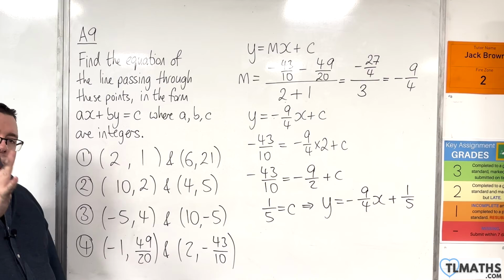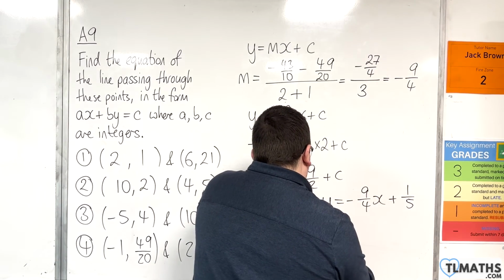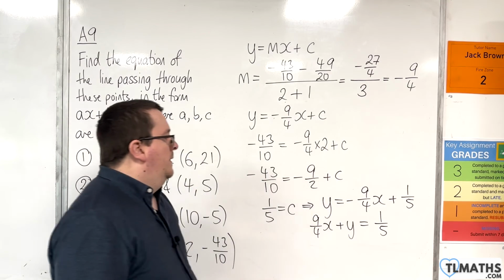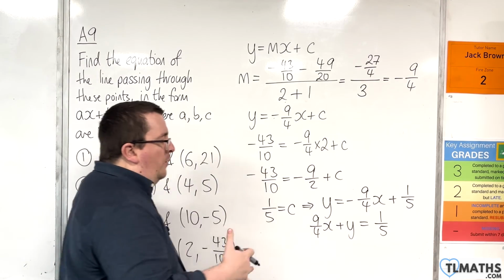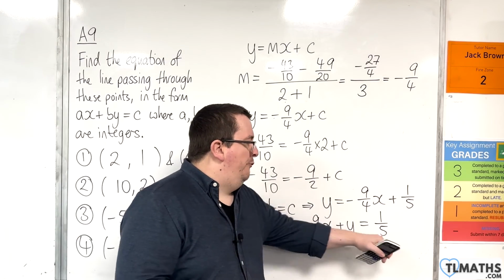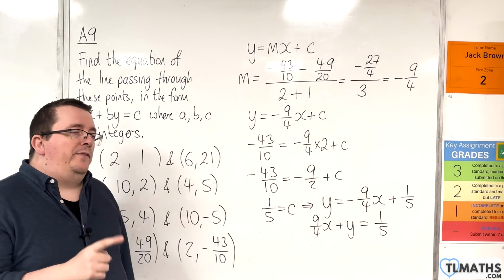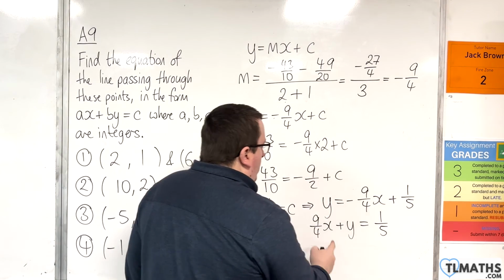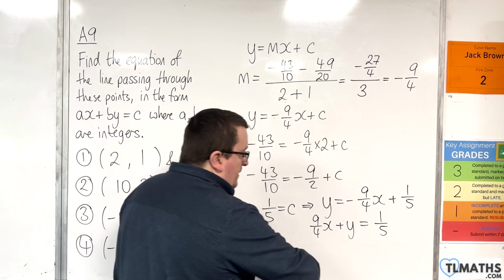So that's the equation of the line, but it's not in the format that I want. So add 9/4 x to both sides to rearrange it, but I still don't have this in the correct form because 9/4 and 1/5 are not integers. Now, because you've got two fractions with two different denominators, you can go about this in one of two different ways. The first way is to multiply everything through by 4 first. Multiply through by that denominator.